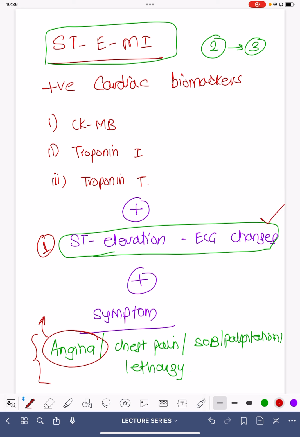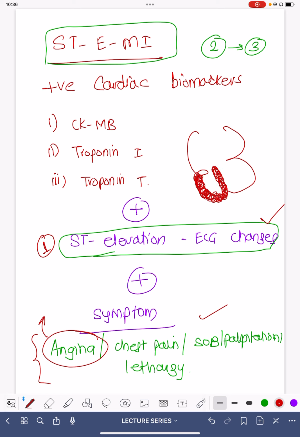So if there is ST elevation and if the patient has symptoms, we can simply label that the patient has ST elevation MI. That's all. If the patient doesn't have these symptoms, or even if the patient has the symptoms, we immediately send the cardiac biomarkers. It is very easy. If we are labeling this patient as having a heart attack or MI, it means there is acute damage of the left ventricle ongoing, or which is damaged.